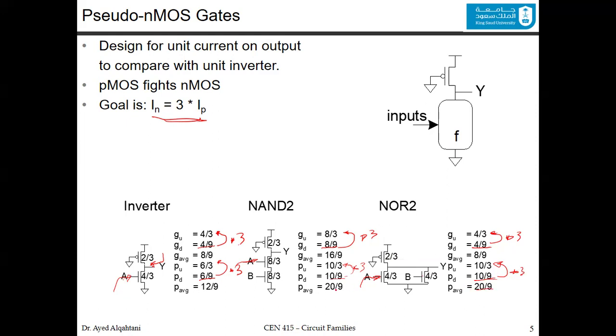You can get the average as well for each one of them. This is the sizing of the pseudo-inputs. This is how you design and how to find the logical effort. How to design first, how to size the transistor, how to find the logical effort, and how to find the parasitic.